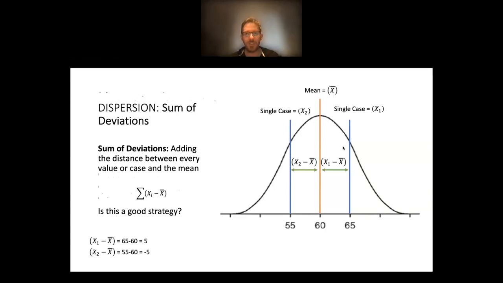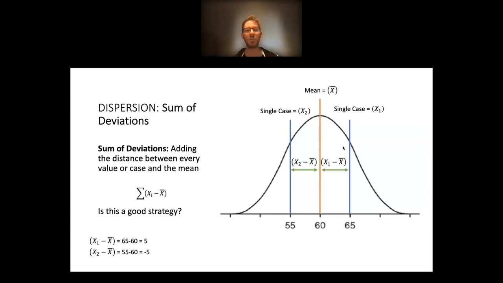The problem is that, as we talked about, one of the characteristics of the mean is that it is the exact center of gravity. That means there is exactly the same amount of weight on the right side of the mean as there is on the left side of the mean. So when you take deviations that are greater than the mean, those deviations are going to be positive numbers. And when you take deviations that are smaller than the mean, they're going to be negative numbers, right?